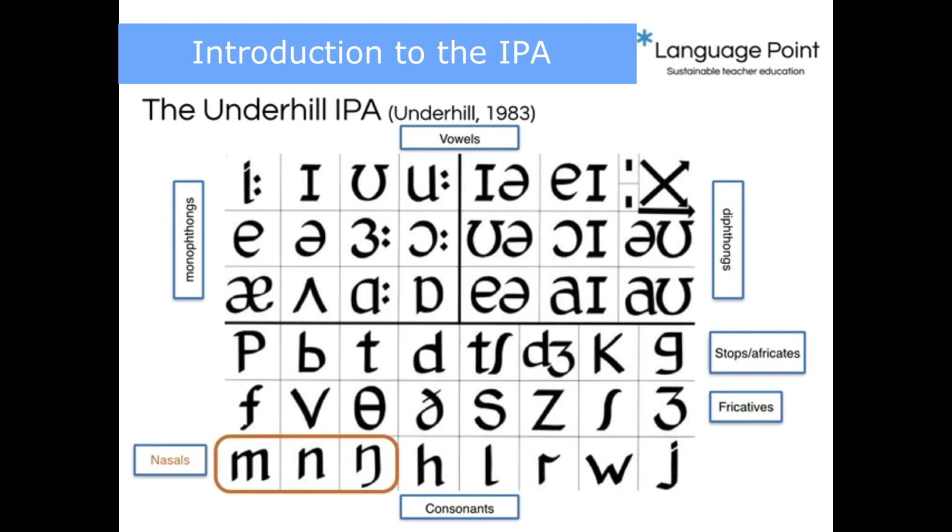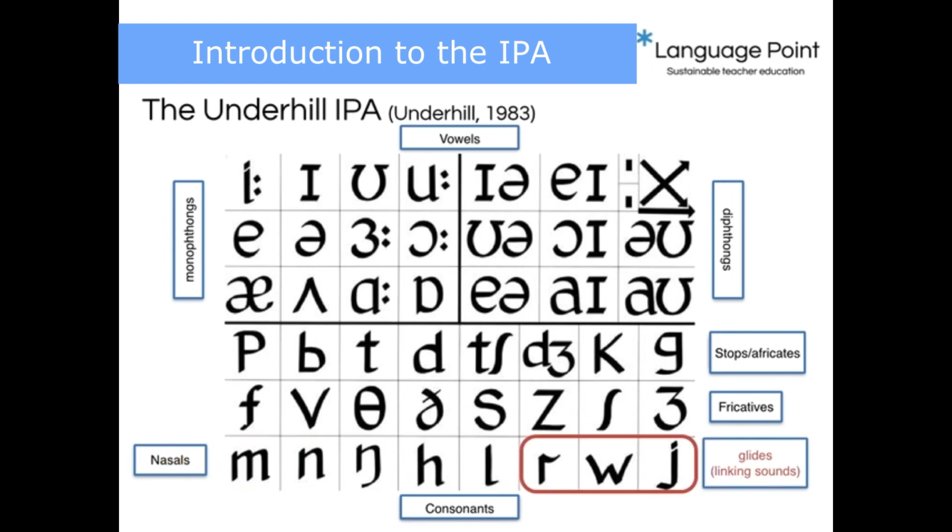And at the bottom row, we have kind of everything else. We've got smaller collections of different types of sounds, such as nasals, sounds which are made by pushing the air down your nose rather than through your mouth. So those are m, n, and ng, as in the ing sound.